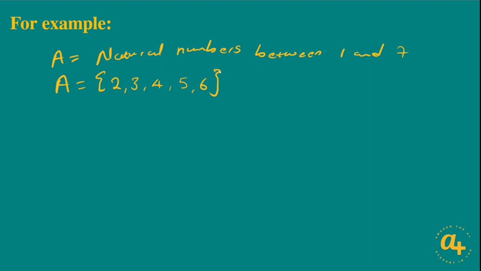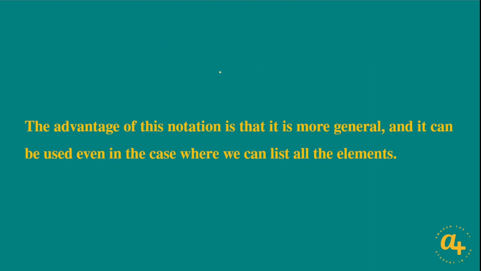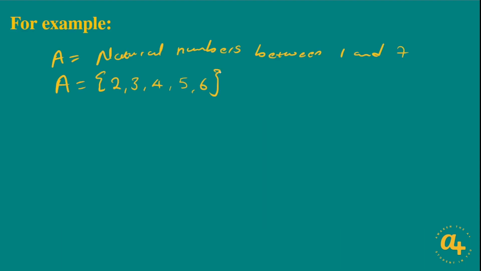Now let's remind ourselves of the advantage of representing a set by describing the elements of the set between the braces as compared to listing down the elements of the set between the braces. The advantage is that this notation is more general, and because it's more general, it can be used even in the case where we can list all the elements. In this example here, we've listed down all the elements of the set. Let's try and describe the elements of this particular set.